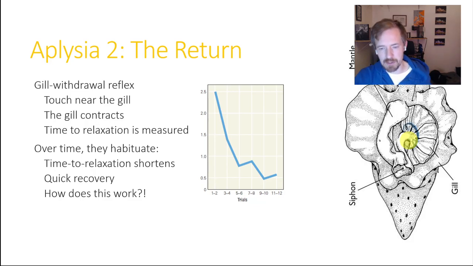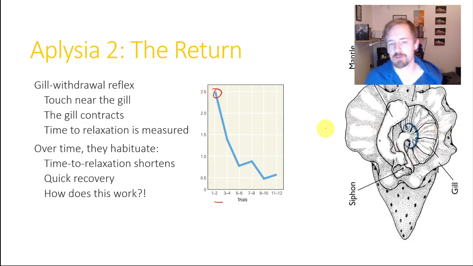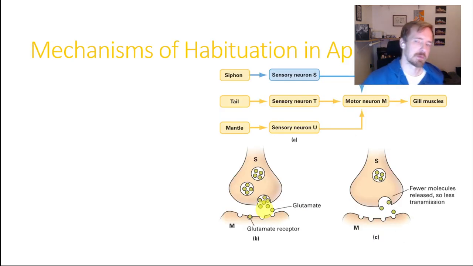So why does that happen? Why do we see something that looks like this, where the first couple of times you do it, it withdraws for 2.5 seconds, but then the next few trials, it only does 1.5 seconds of reflexing, or even less than 1 second of reflexing? Why does that happen? It happens at a neural level.